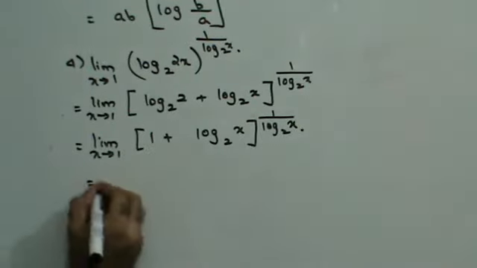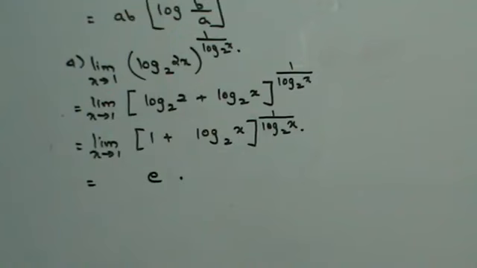Exponential formula. This is nothing but e, from 1 plus x raised to 1 upon x. Your answer is e. This finishes your limits.